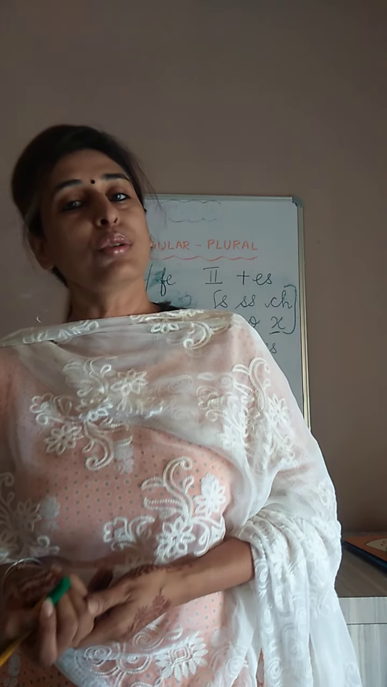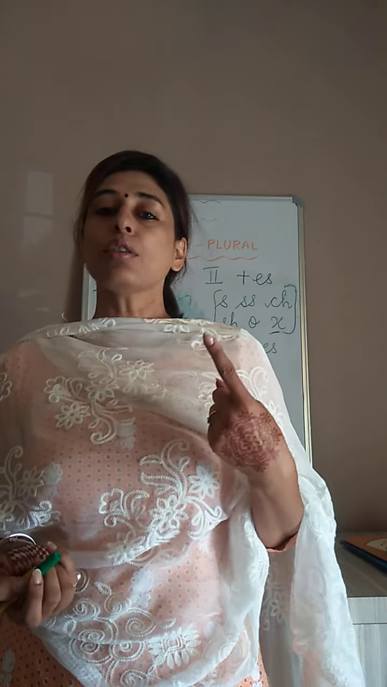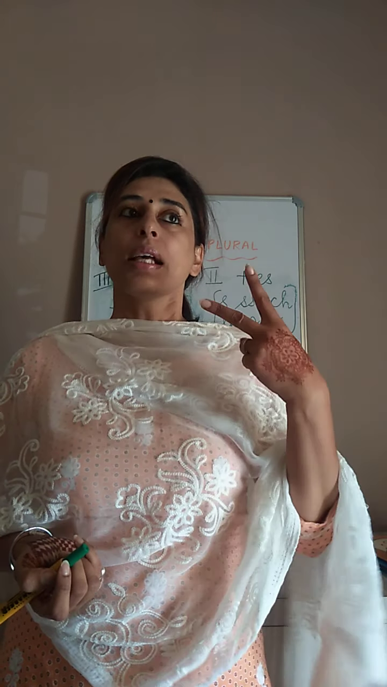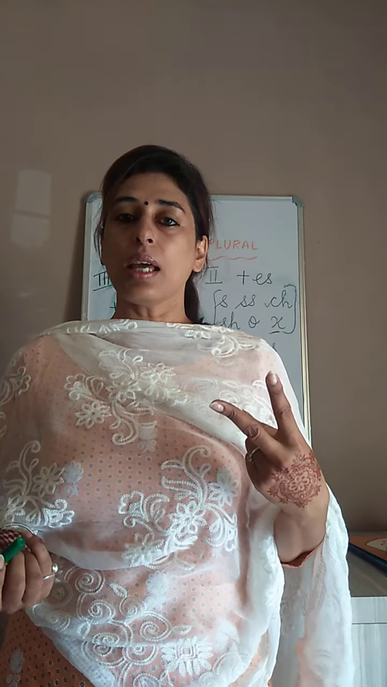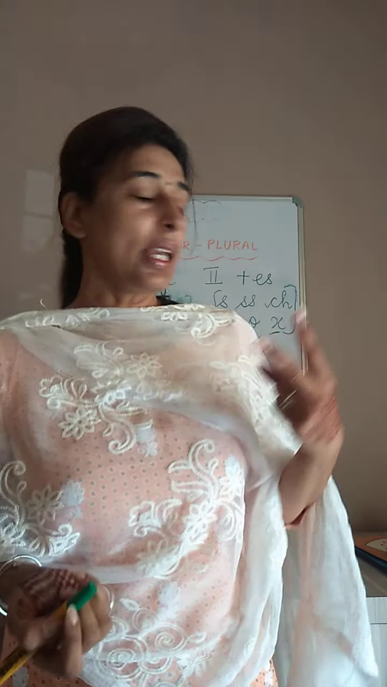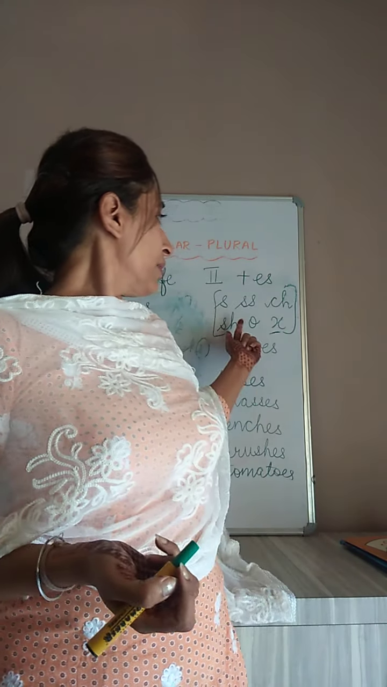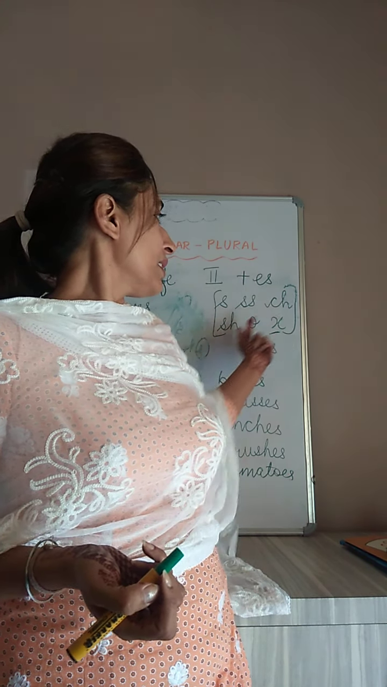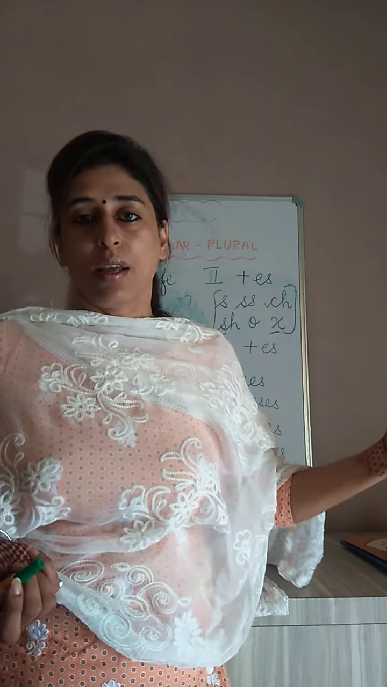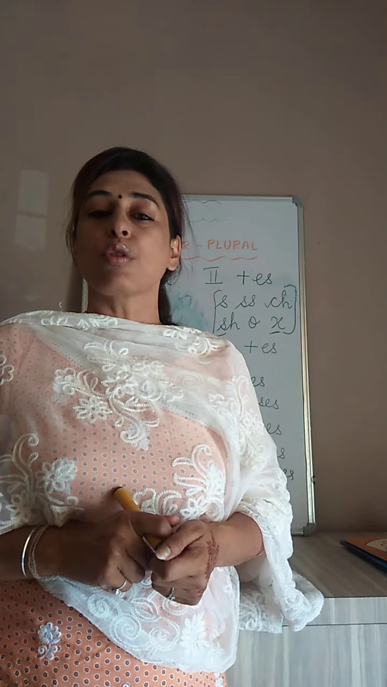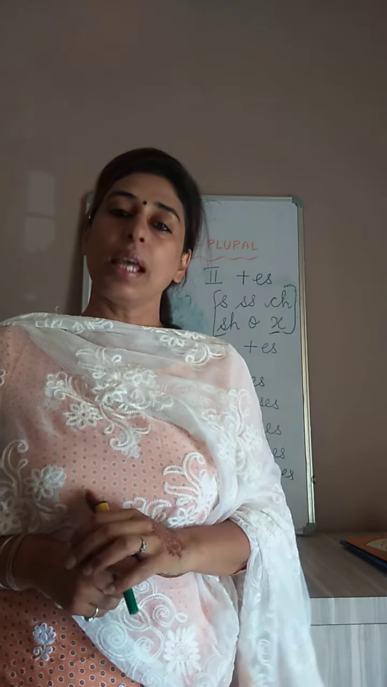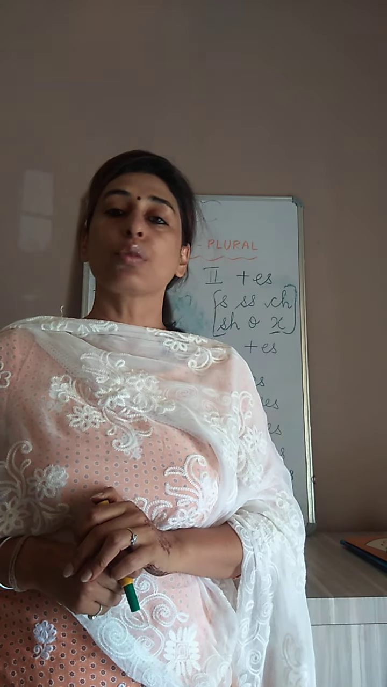So children, just go through these rules. First one is to add s, simply to add s to make the plural form. Second one, we add es for the words which end with s, double s, ch, sh, o and x. Third rule is to drop f or fe and to add ves. And fourth one is the words which do not change.